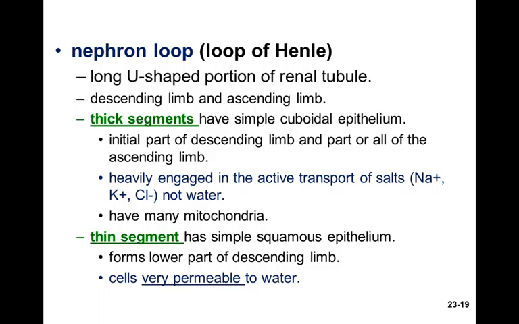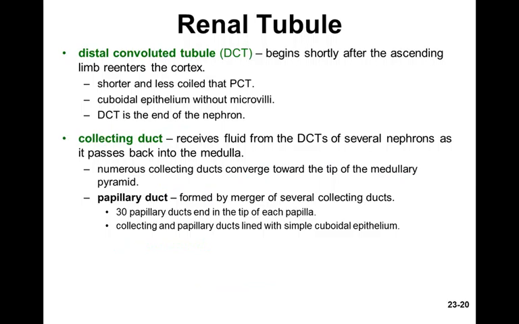Now, the thin segment is basically the bottom of the loop. It's a lower part of the descending limb, and then as it curves back up to go up again, the ascending, it's going to turn back into the thick segment. Now, this is where the cells are very permeable to water. Okay, so you need to remember that. Thick segment, a lot of salt transport. Thin segment, a lot of water transport.